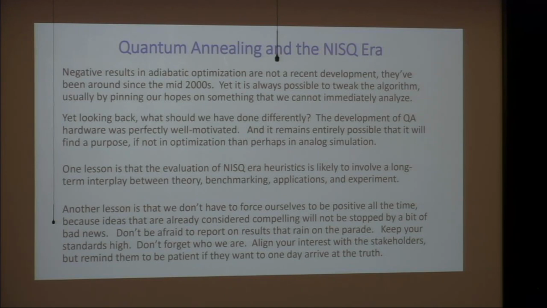So that makes it sound like we're going after something unfalsifiable, or every time you try to falsify it, it's a moving target. But I want to also advocate the other point of view, which is that looking back, what should we have done differently with quantum annealing? The development of QA hardware was perfectly well motivated from the beginning, and it remains entirely possible that it'll find a purpose. If not in optimization, maybe in analog simulation.